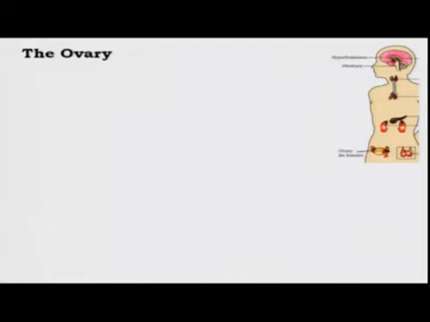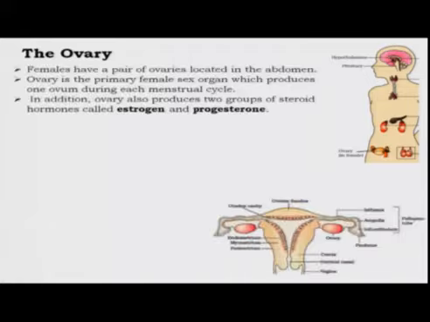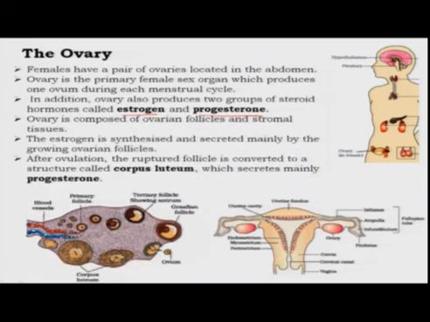Then we move on to the female organ, which is the ovary. Here there are a pair of ovaries, and the two hormones that are produced are known as estrogen and progesterone. These are synthesized mainly by the ovarian follicles. This is a picture of a cross section of an ovary, and you can see a follicle developing, which contains an egg. When it develops, it releases the ovum, and the remaining part of it is called the corpus luteum.